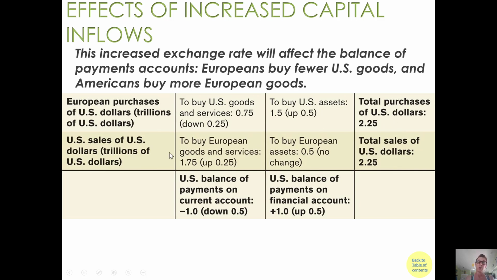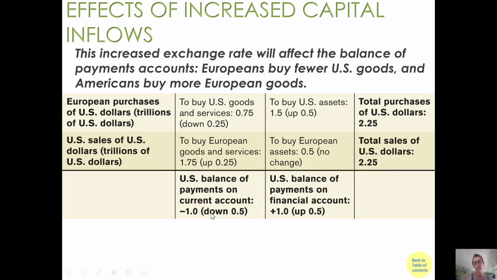What about U.S. sales? So remember, the dollar has appreciated. We can afford to buy more European goods. So we do. We increase our imports by 0.25 and no change in European assets. So total sales of U.S. dollars is 2.25. And what that looks like here on net is the U.S.